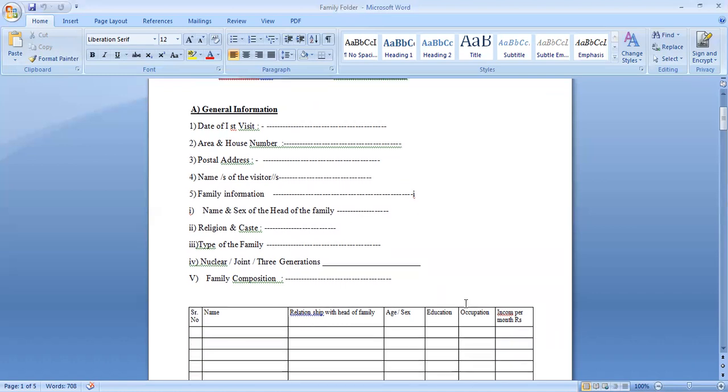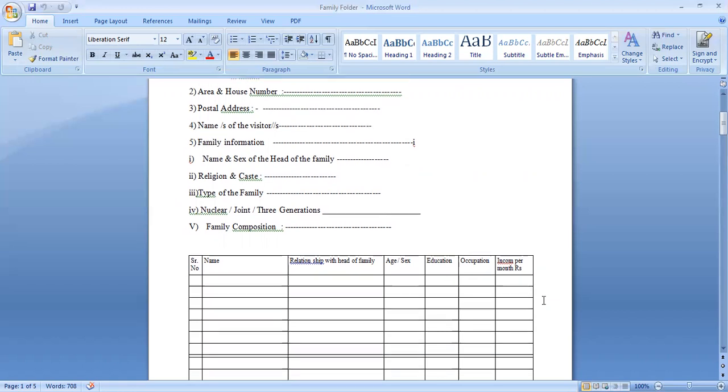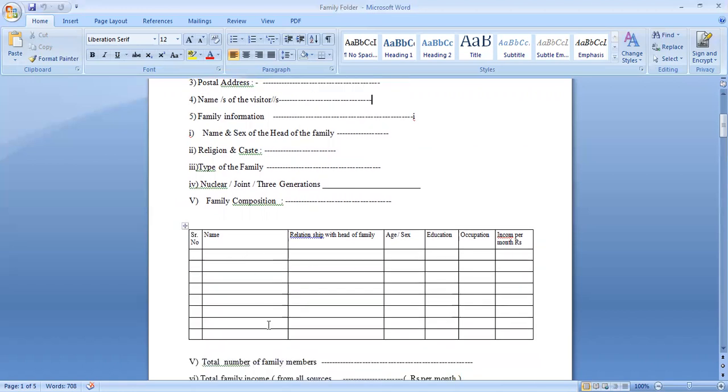Then you have to write the family composition. In this, a format is given here in the form of a chart, in which you have to write the serial number, the name of the person, then the relationship with the head of the family. So the first name will be of the head himself, or here you will write down head of the family. Then here, age and sex and educational level.